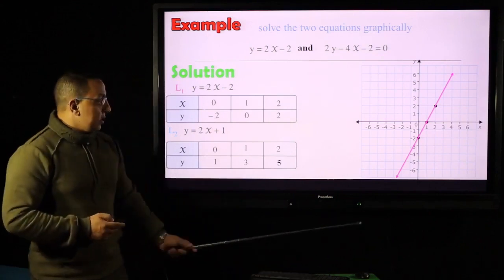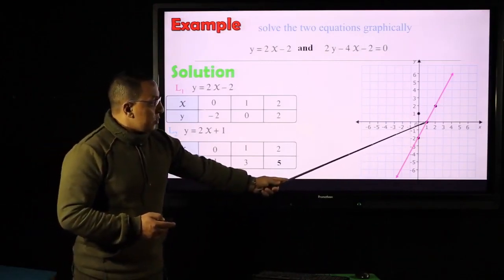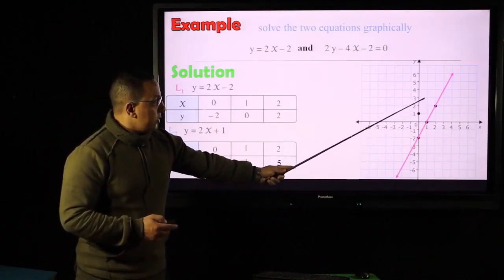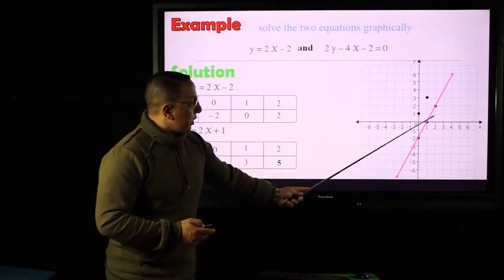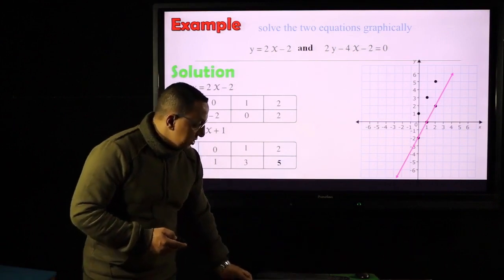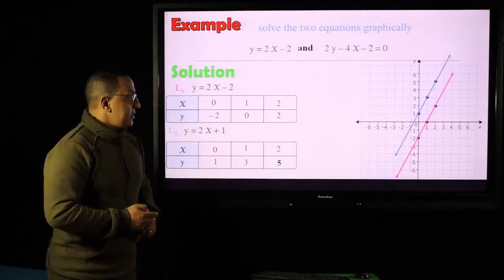0 and 1 lie here at this position. 1 and 3: go right to 1 and go up to 3 in this position. 2 and 5: go to 2 and go up to 5 in this position. And then I'm going to connect the 3 points like this.